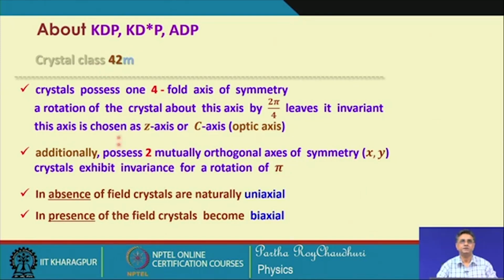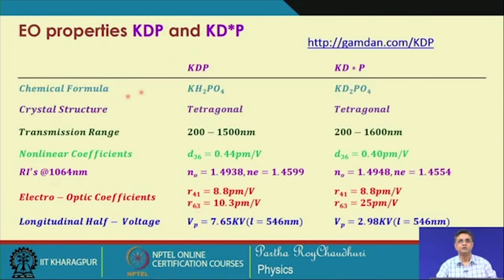So, that is why this class is 4 2 m class, and in absence of any applied electric field, the crystals are naturally birefringent, and in presence of the external field, in general it becomes biaxial. So, these are some important properties of these two crystals, which are very relevant in terms of the design aspects and for calculation of various electro-optic properties.